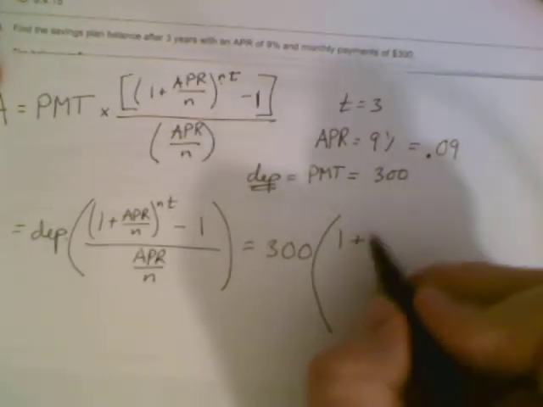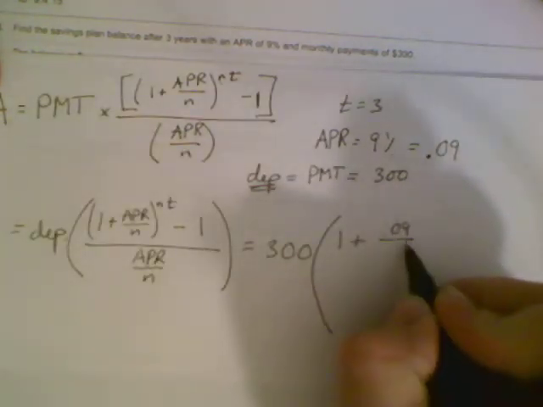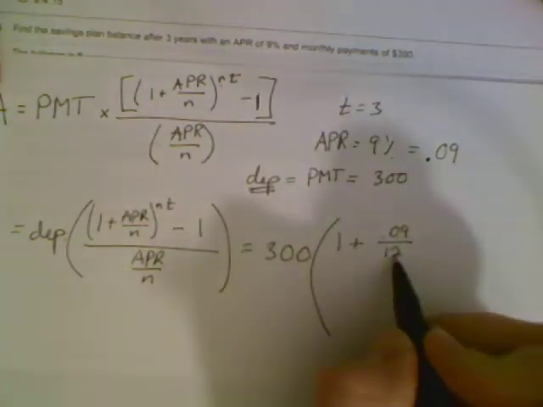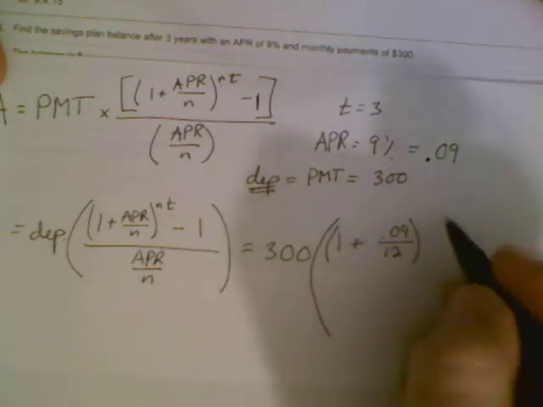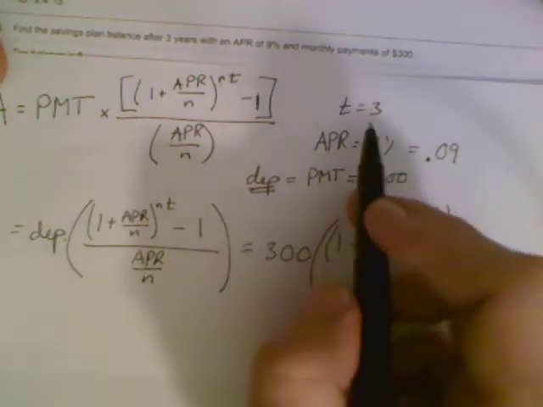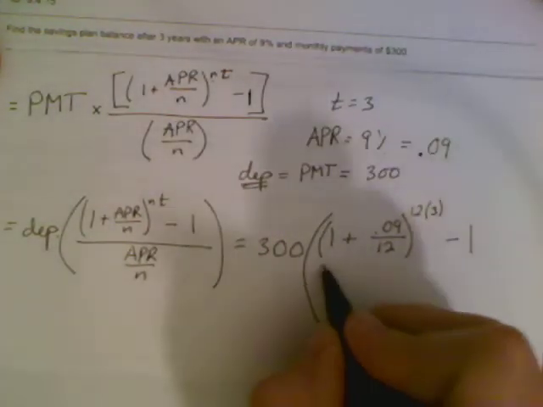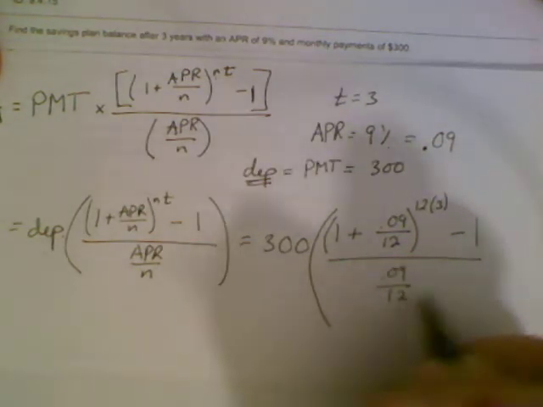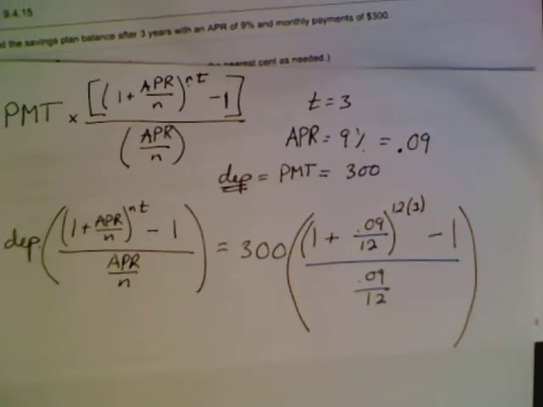So that means that we're going to have 1 plus my APR, which is 0.09, divided by the number of times we're compounding. Since we're making monthly payments, I'm assuming this is a 12. This is to the power of N times T, 12 times 3 years. Again, the number of years is 3. That value, minus 1, all divided by my APR, 0.09 again, divided by 12. So this is the formula we are attempting to evaluate.